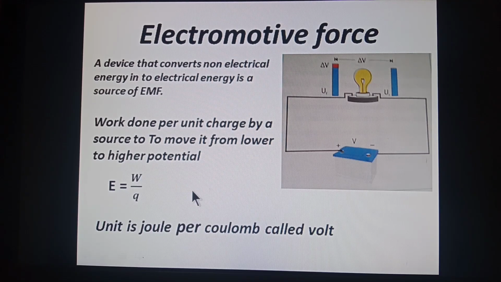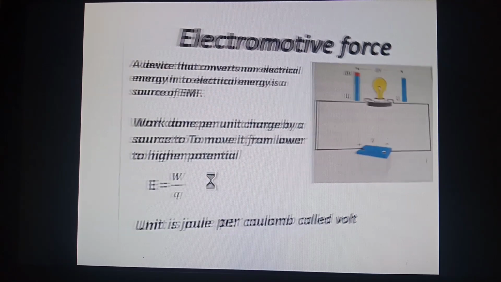This is all about the voltage or potential difference and electromotive force. I hope it is clear, students.